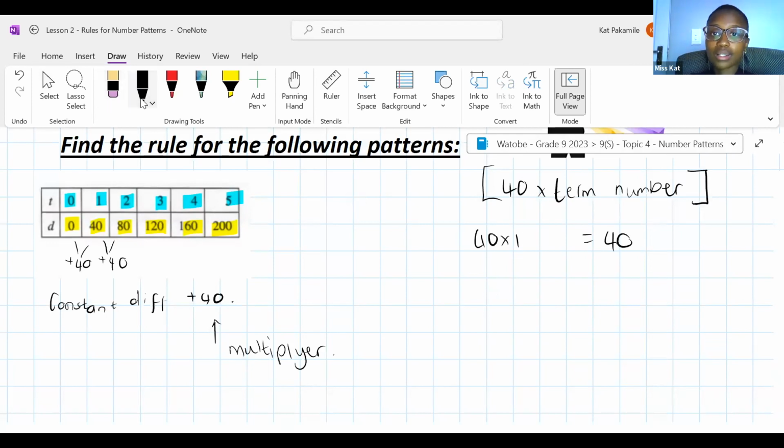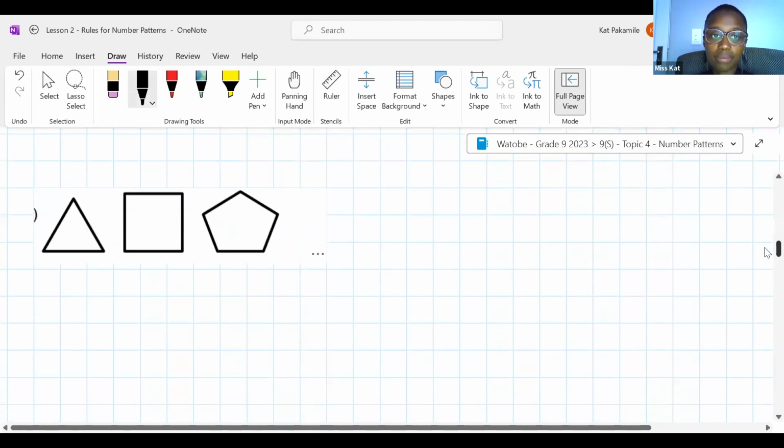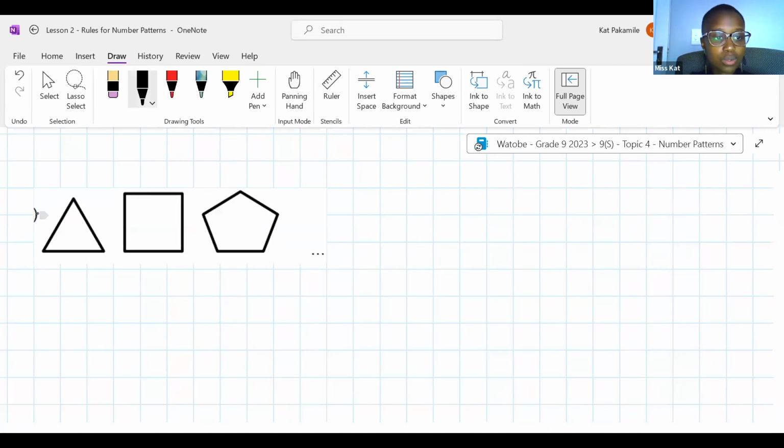You're welcome. Okay, guys, this is easy enough, isn't it? So in this case, it's always 40 times the term number. Now let's make this interesting. I can't remember what I was supposed to do with the sequence. It's just chilling on its own there.